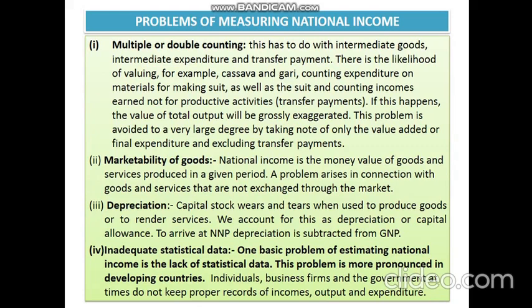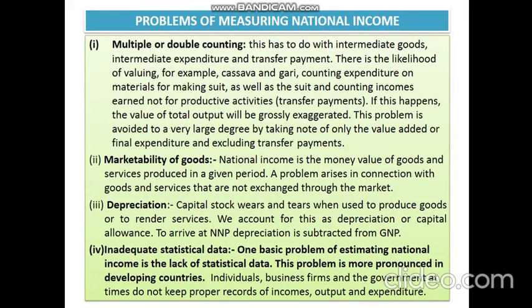Marketability of goods. National income is the money value of goods and services produced in a given period. A problem arises in connection with goods and services that are not exchanged through the market. Depreciation. Capital stock wears and tears when used to produce goods or to render services. We account for this as depreciation or capital allowance. To arrive at NNP, depreciation is subtracted from GNP.